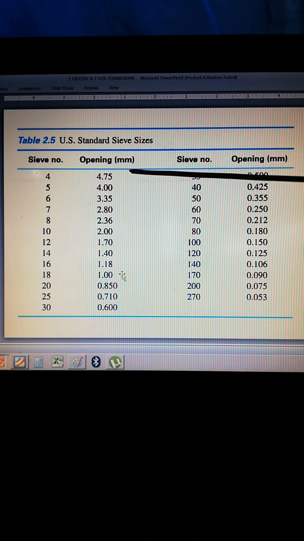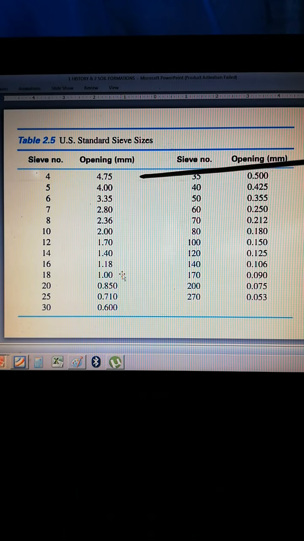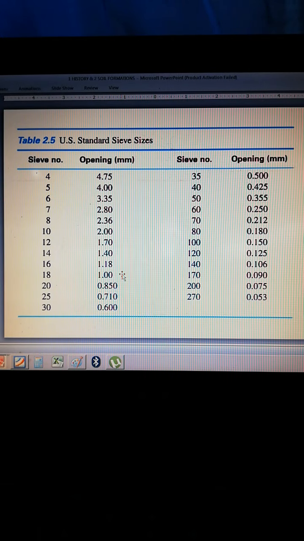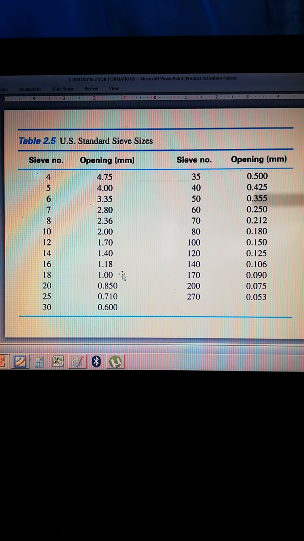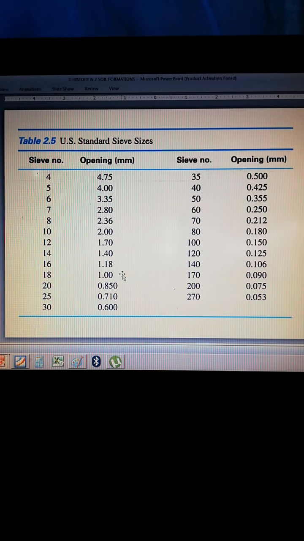Now the openings are in mm. We can also have the conversion of this in inches. But because we are using now mostly units in SI, so mm. And this is easy to convert to inches. With the same sieve number, the opening is just in inches.